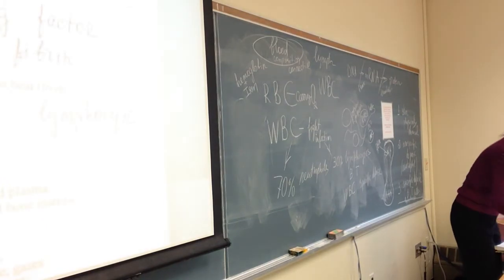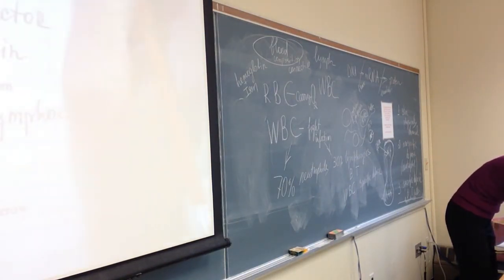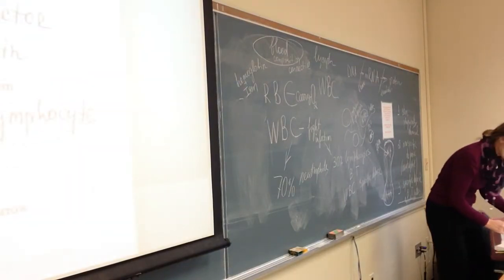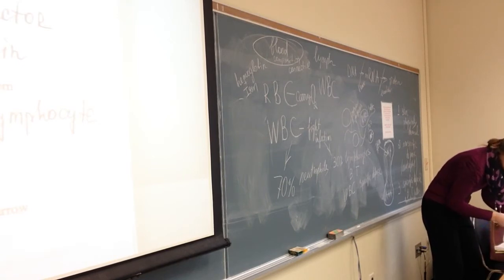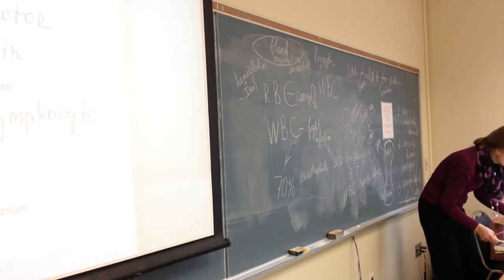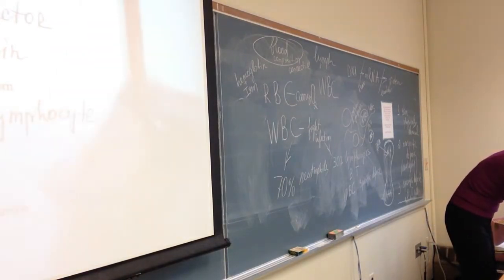So red bone marrow, how do we define it? Birthplace of all blood cells. That's what we need to know for now. Located deep in the bones. Okay, next one.